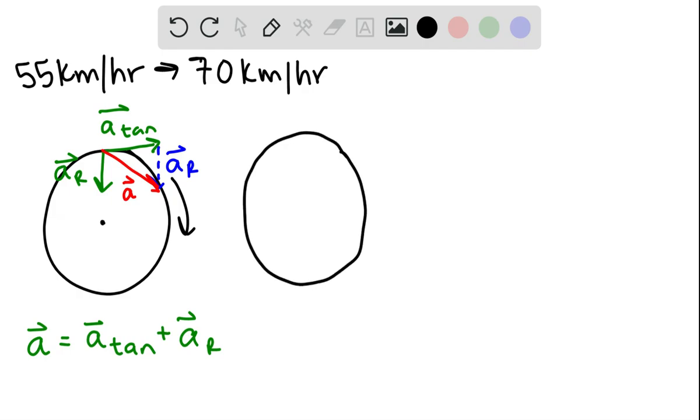Now consider the case of a car moving around the same curve of constant radius. However, the velocity is constant. Because the velocity is constant, we do not have any tangential acceleration. Therefore, all of the acceleration is centripetal acceleration, pointing towards the center of the curve. And the total acceleration is simply equal to the radial acceleration.